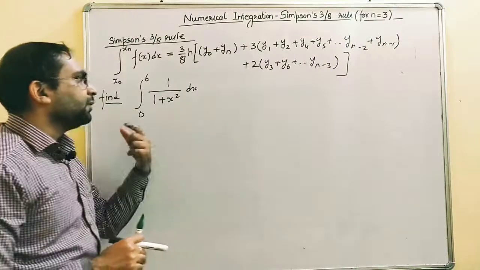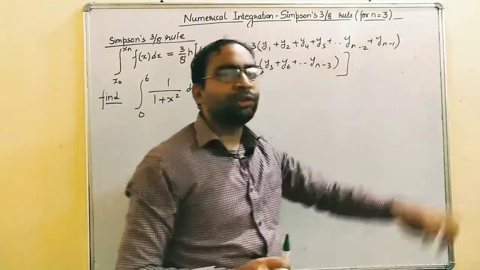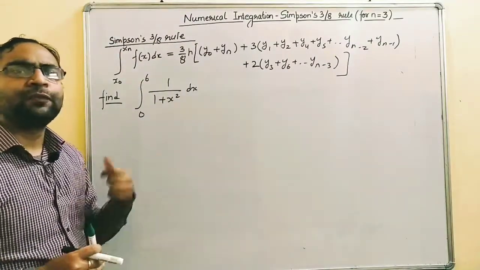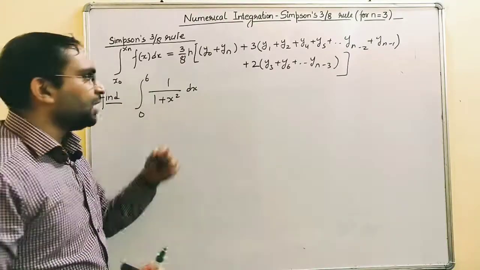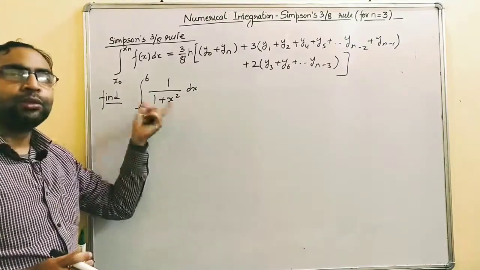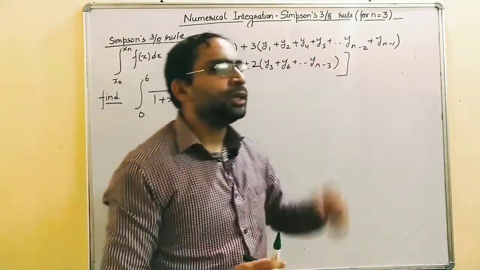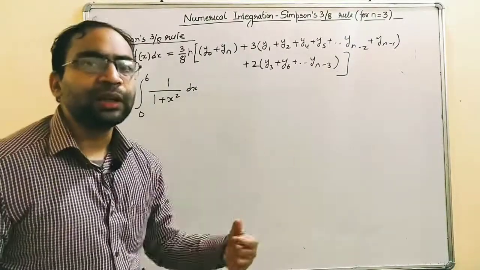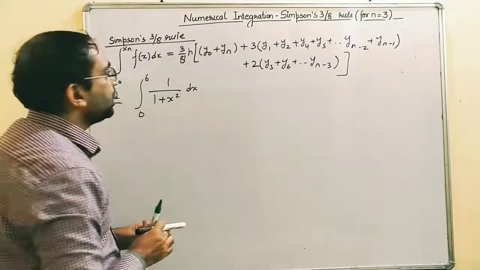Let's say if we are making 5 intervals, will that be right? No, because 5 is not a multiple of 3. Like in the previous case, in Simpson's we could have made 4 intervals. That was right for Simpson's 1 by 3. But can we make 4 intervals here in this case? No, because 4 is not a multiple of 3. So we can make 3 intervals, 6 intervals, 9 intervals and so on. So let's make 6 intervals here in this case.